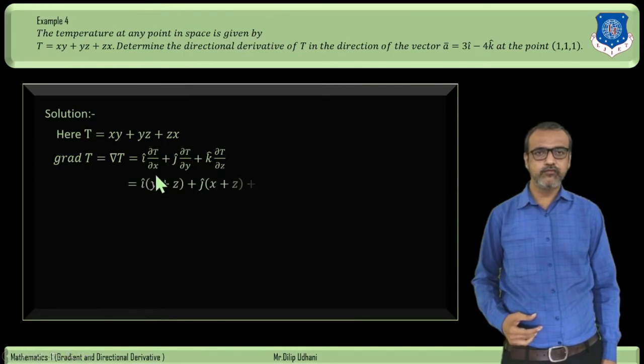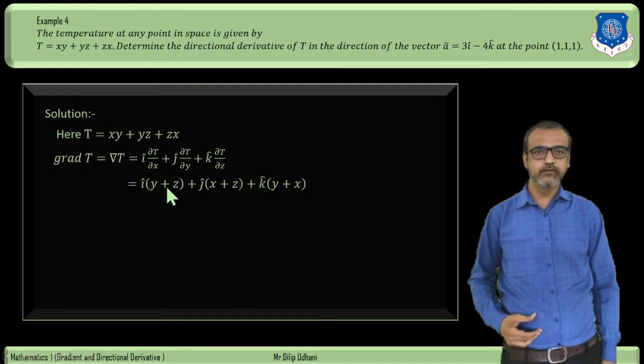Now first of all we will find del T by del x. i cap will be as it is. Del T by del x means partial derivative of T with respect to x, so we have to keep y and z constant. y will be as it is and derivative of x is 1, so it is y. Then derivative of yz will be 0. Now for this term zx, derivative of x is 1 and z is constant, so 1 into z, that is z. So we have del T by del x equals y plus z.